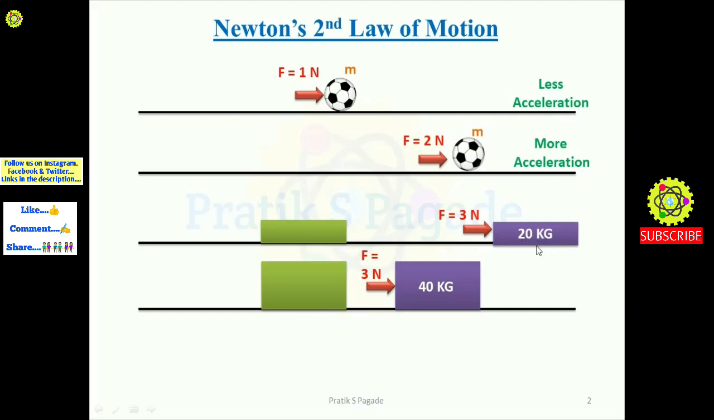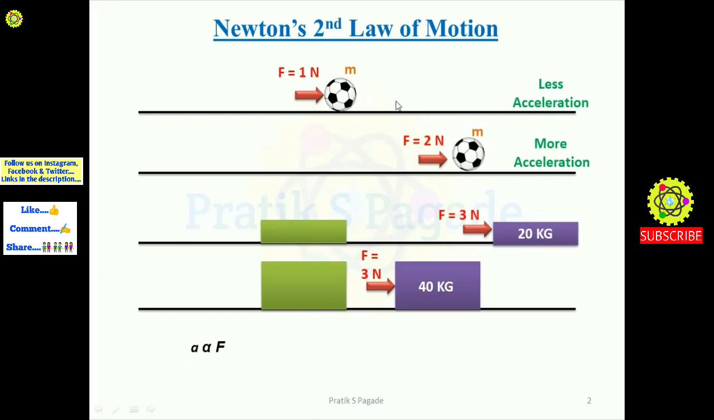So, because when there is less mass there is more acceleration, and when there is more mass of the object there is less acceleration. So from these examples related to the ball and this object, we can conclude the following.